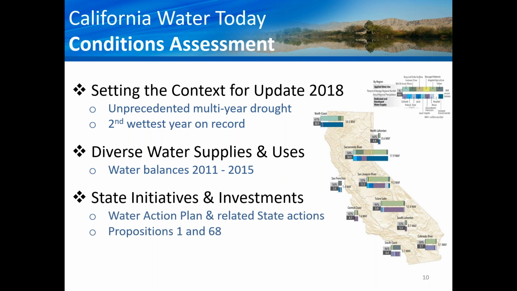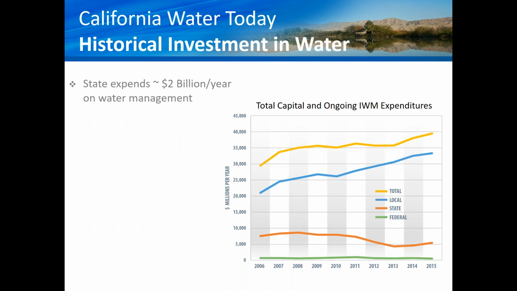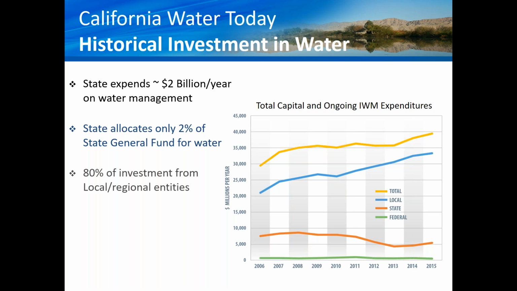Also in California Water today, a number of state initiatives and investments are listed in there. And in this, there are 3 pages of things that we took on and what other state actions occurred, and also a discussion of the 2 propositions that occurred during our last update as well. As part of this also, there's some historical information on investment in water over our past here, going back to 2006.